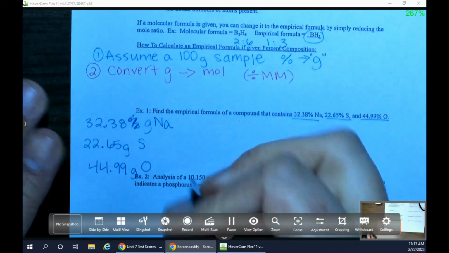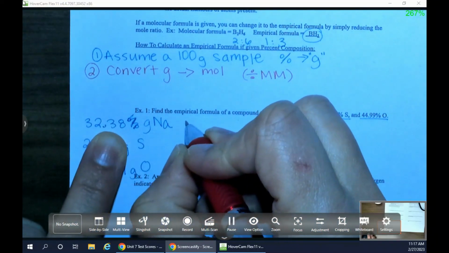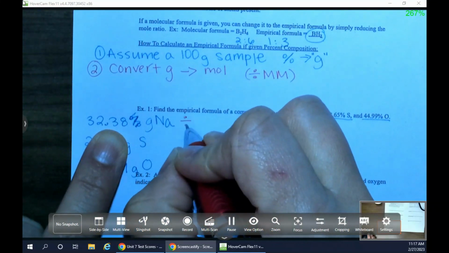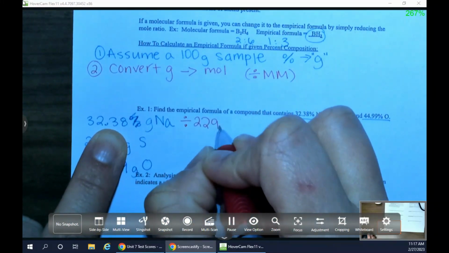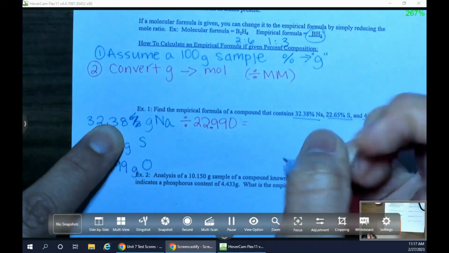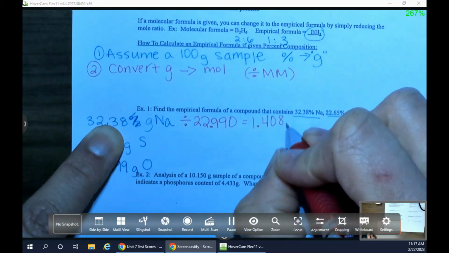All right, so let's look at what that looks like. So I have 32.38 grams of sodium. How familiar. We already did that one for the warm-up, right? So we're just going to divide it by its molar mass, 22.990. And our answer from our warm-up was 1.408 moles.